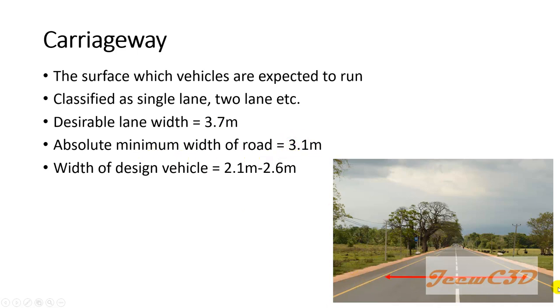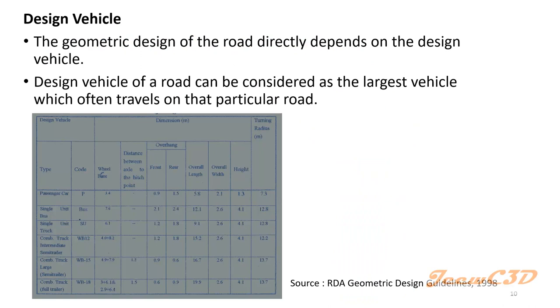To use lane marking, at least your road should have a width of 3.1 meters. So your design vehicle width would be 2.1 to 2.6 meters. That means if you have a 3.1 meter road width, your design vehicle may be able to travel on that road. You can see here, you have the overall width of the vehicle 2.1 to 2.6.